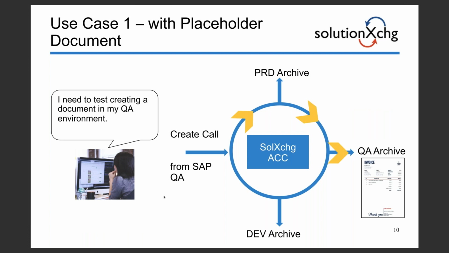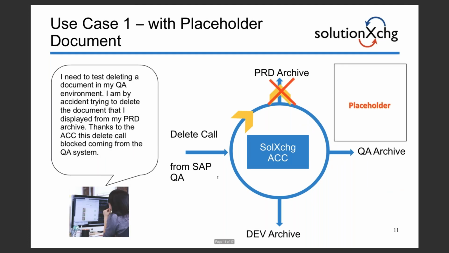Of course, even if I have placeholders in place and I create a document and I store it in my QA archive, I can successfully retrieve that document. Now, why is that? Because the document is now stored in the QA archive and not in the production archive. And anything I store in the QA environment, per definition, is deemed less sensitive in this area, or even non-sensitive.